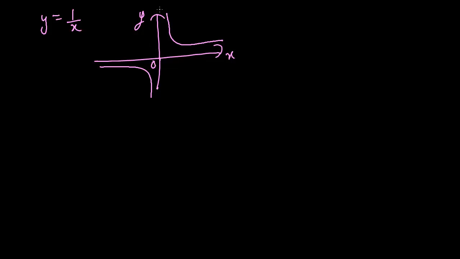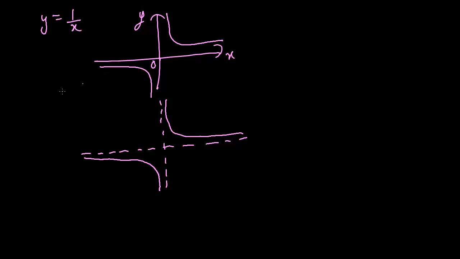If I remove both the y-axis and the x-axis, this is what it looks like. This is one asymptote and this is another broken line, another asymptote, and this is what the picture looks like without the x-axis and y-axis. The x-axis and y-axis sort of hide the shapes. That's what happens. So these are the specific pictures that you need to know.